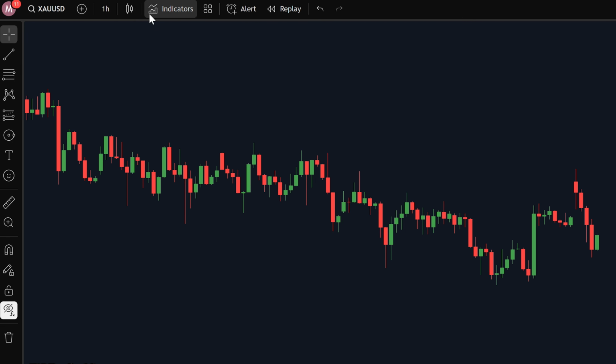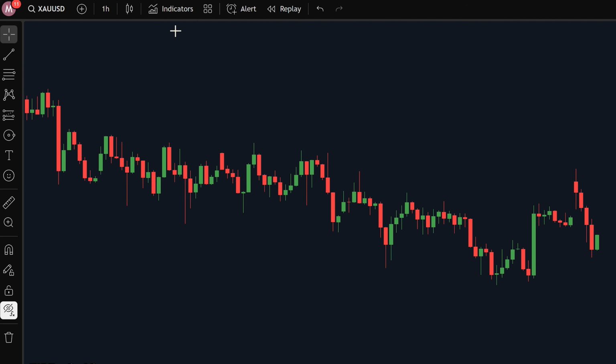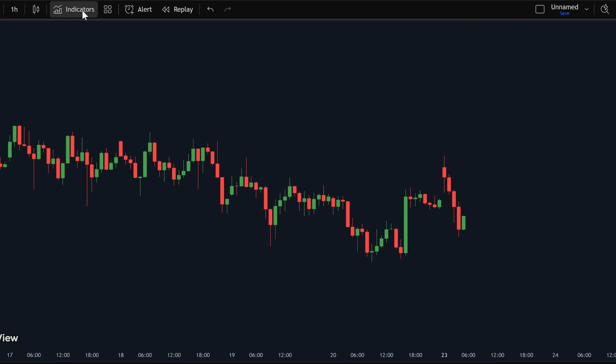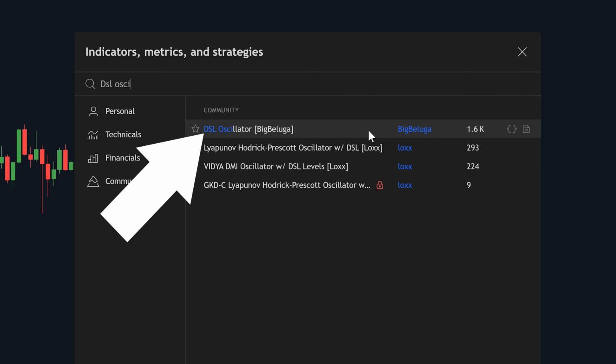Let's begin. In order to use this indicator, we're going to be using TradingView. Now, you can pick any trading security you like. For this video, we're going to be using the hourly time frame of XAUUSD. Click on Indicators and type in DSL Oscillator. Make sure you select this one by Big Beluga.